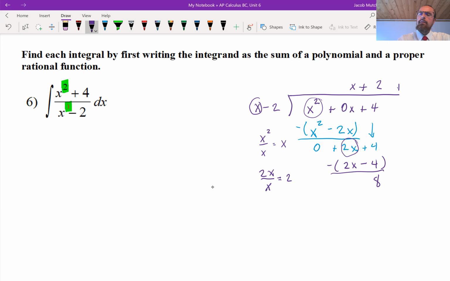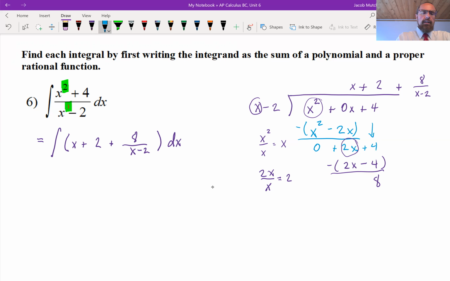So my equivalent version of the x squared plus 4 over x minus 2 is going to be x plus 2 plus 8 over x minus 2. So we'll substitute that in here, and then we want to actually integrate. So it's the integration now of x plus 2 plus 8 over x minus 2 dx. So you can see by rewriting these improper rational expressions, they become much easier to integrate.